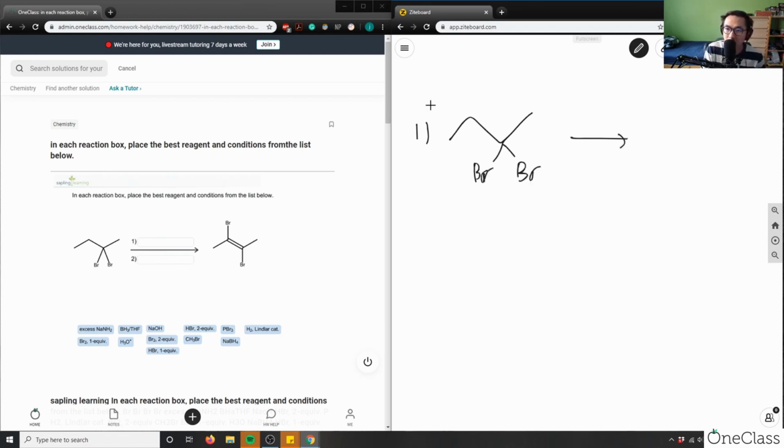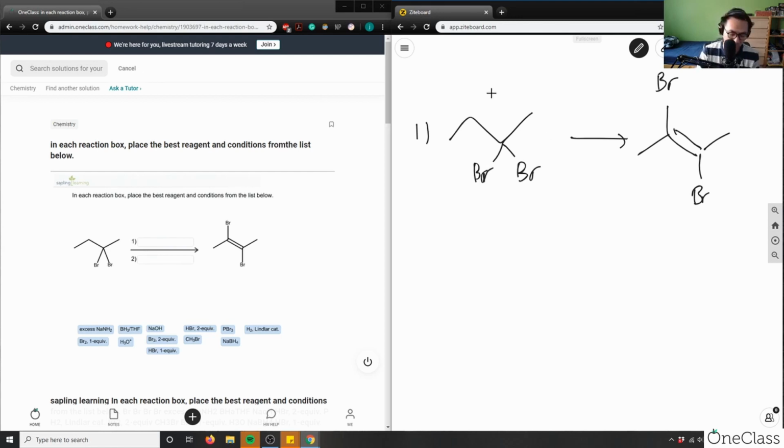And what I want is to react it to form this alkene with bromines on each side here. So I have an alkene, and this is in a trans type of configuration, right? My bromines are on the opposite side of the double bond, so this is a trans configuration. So it's something that we're familiar with here. So what reagents would get us there? And there's actually a box here, which is nice, to provide us with the best possible solution.